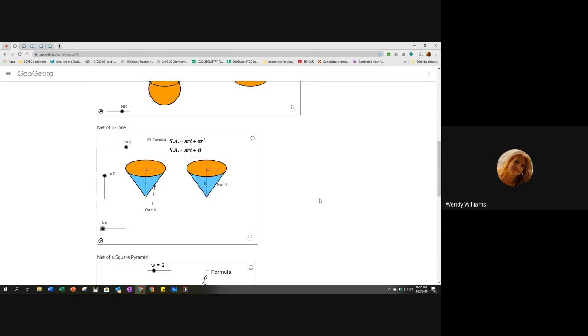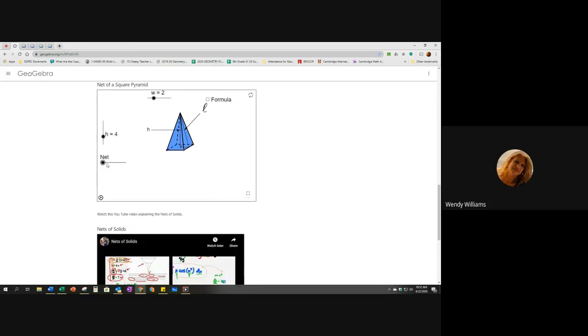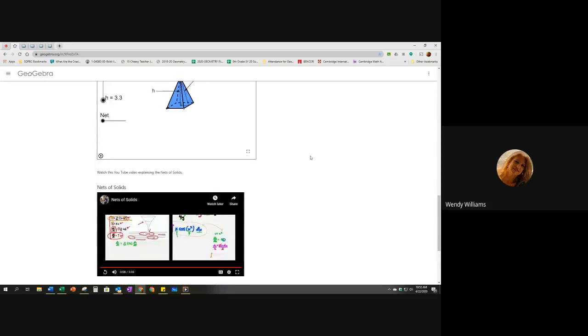So I really want you to take the extra time to play with these sites and open the nets and change your heights. And what is the difference between height that goes through the middle to the center over, or the little cursive L, which is slant height? What is the difference between perpendicular height and slant height?